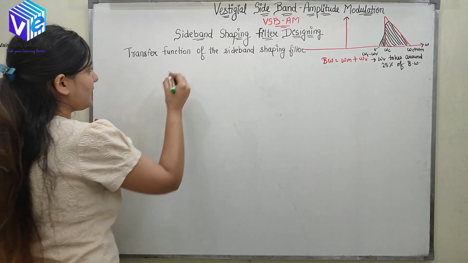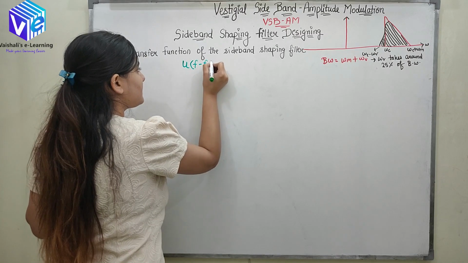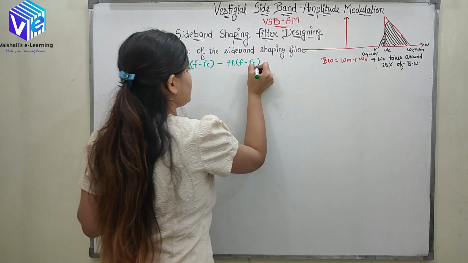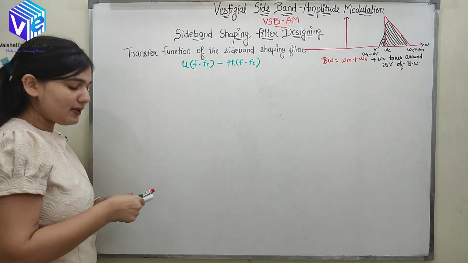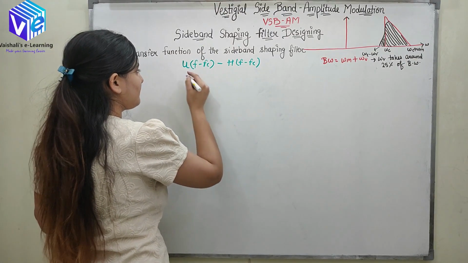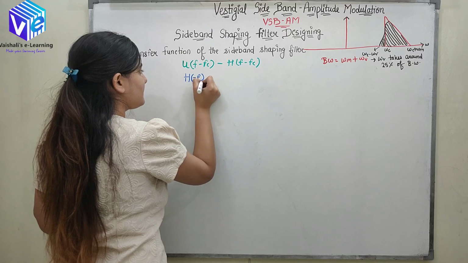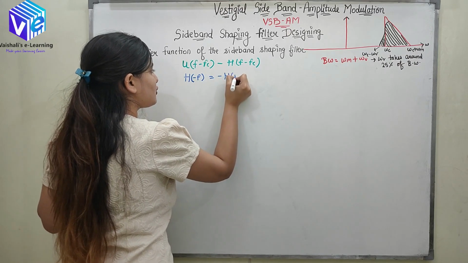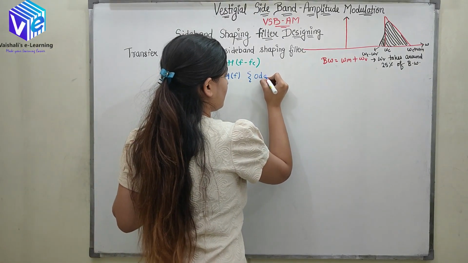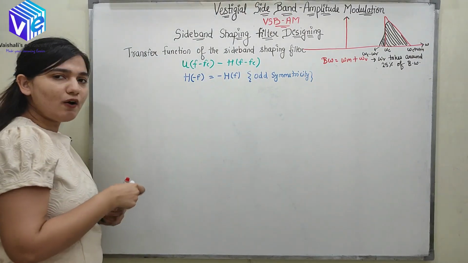So the transfer function can be written down using the unit step function u of f minus fc, minus h of f minus fc. So what is u? U is my unit step function. So h of f minus fc represents the transfer function of an odd symmetric filter. Odd symmetric means h of minus f is minus of h of f. So this represents the odd symmetricity. So now this h of f follows the odd symmetricity.